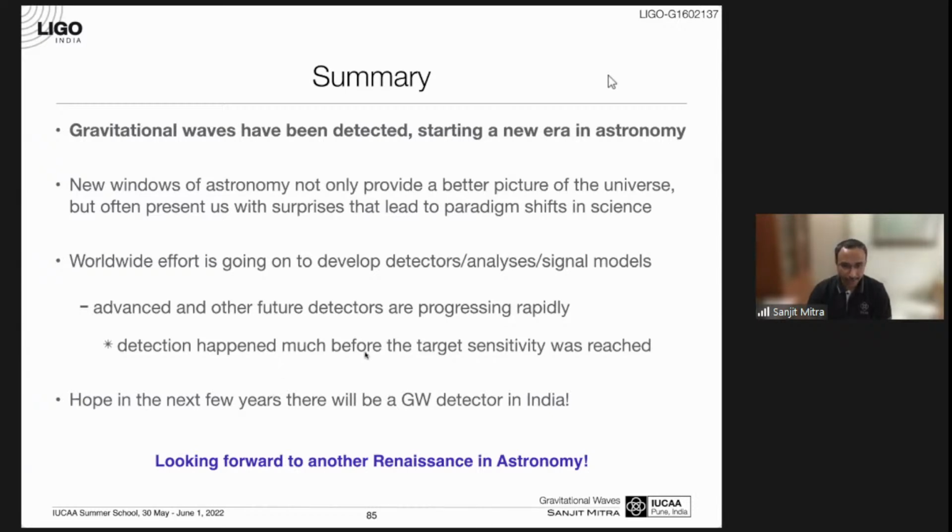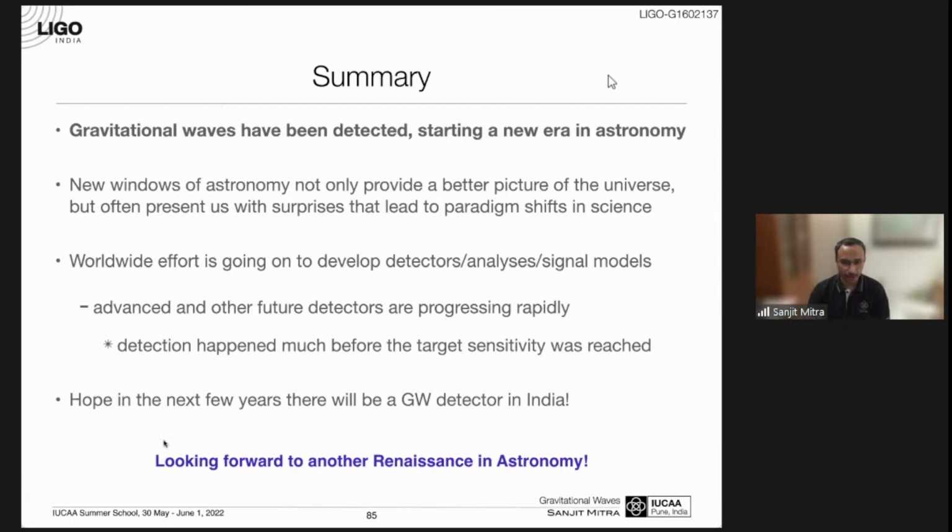Now, the hope is that in the next few years, there will be a detector in India, and in the next decade, there should be space-based detectors, which should open up another window in gravitational waves. Like in electromagnetic astronomy, there are different windows: X-ray, infrared, ultraviolet, and so on. In gravitational waves, we are right now only in one window, which is this audible band, and hopefully there will be a millihertz window, decihertz window, nanohertz window. All those things will open up in the next decade, at least to some extent.